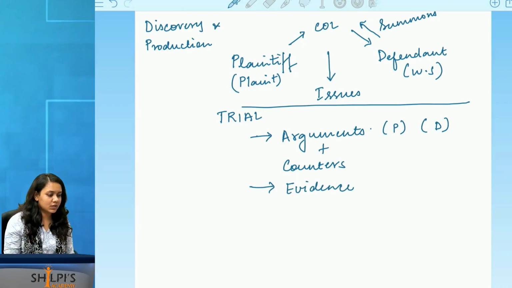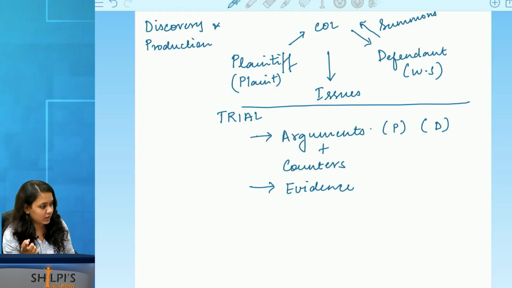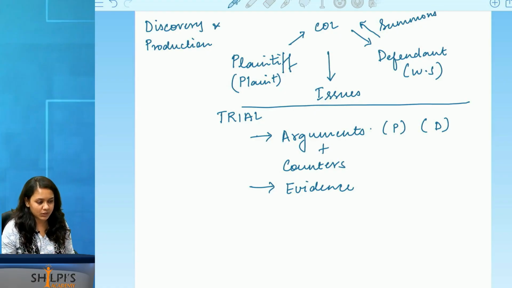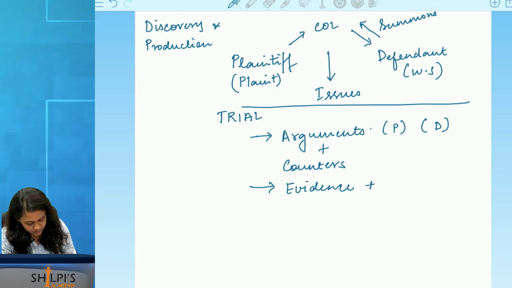Remember the evidence that you did not submit at the stage of plaint and the written statement. You have to submit all of that evidence at this stage, because if you don't submit it at this stage, then there's really no point. Okay. So, this evidence will be submitted at this stage. But also one more thing is there, that is rebuttal of evidence.